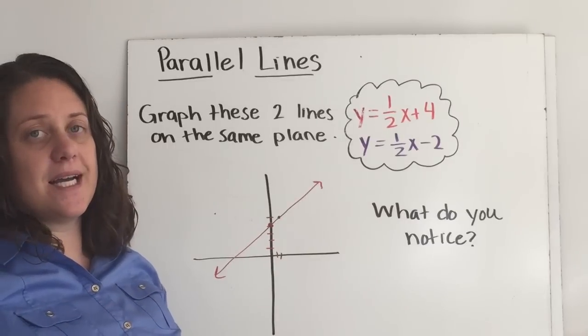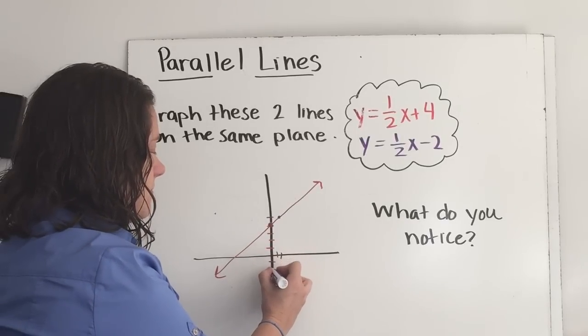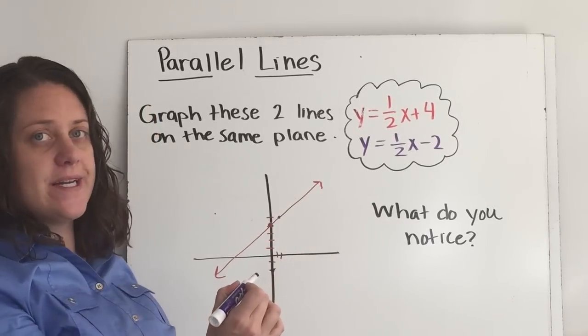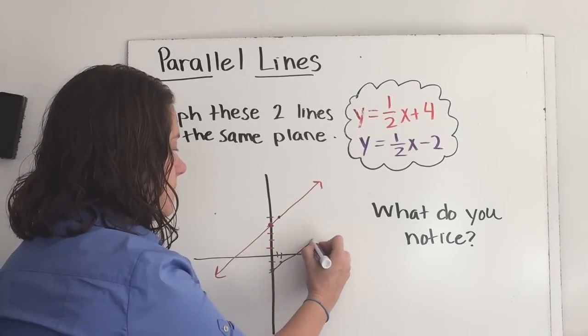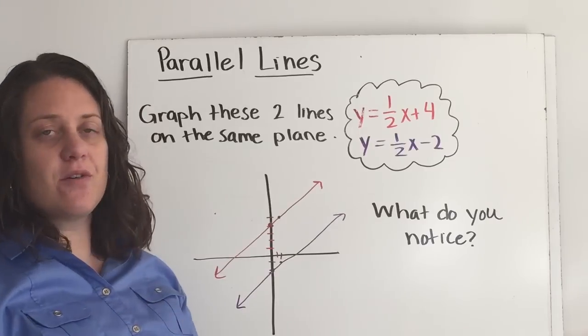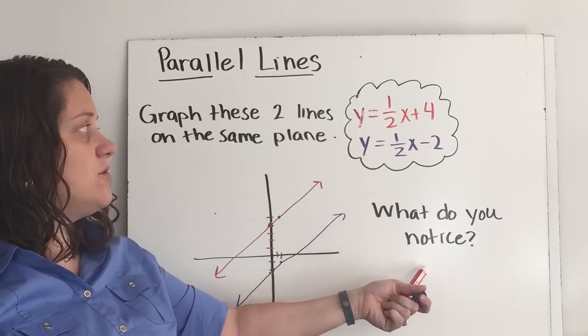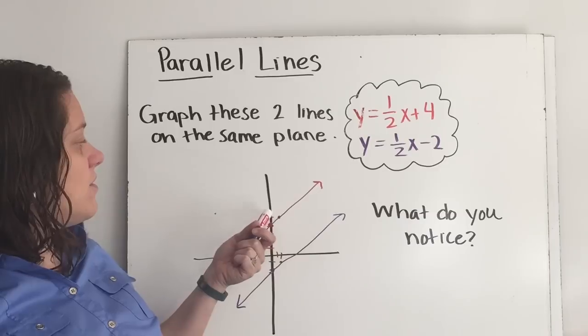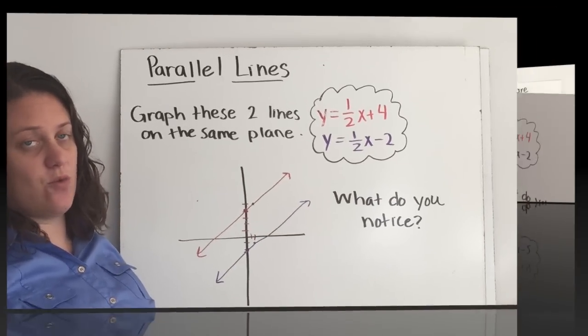Okay, so the purple line has a y-intercept of negative 2. Rise up 1, run 2. So hopefully when you graph them, you could see that they are actually parallel. So what do you notice? You should notice that they're parallel. Even though they have different y-intercepts, they increase at the same rate, which is 1/2.